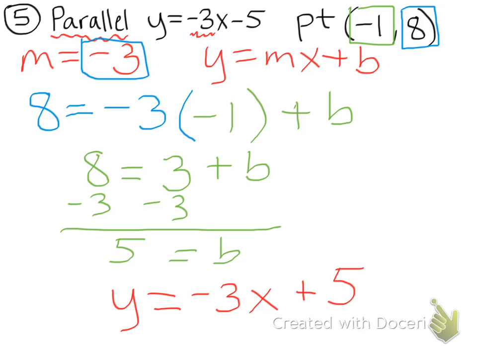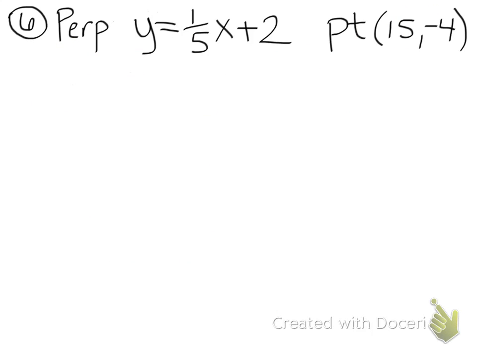All right. Let's try the next problem, number 6. Okay. Number 6 says, what is an equation of a line perpendicular to y equals 1/5 x plus 2 and contains the point 15, -4. So our first step is to find a slope that's perpendicular to 1/5. So what we want to do is take the opposite reciprocal slope, so that would be opposite sign, which would be negative, and then flip the fraction, which would be 5/1, which just reduces to 5.